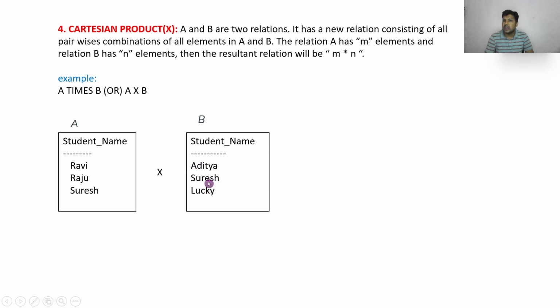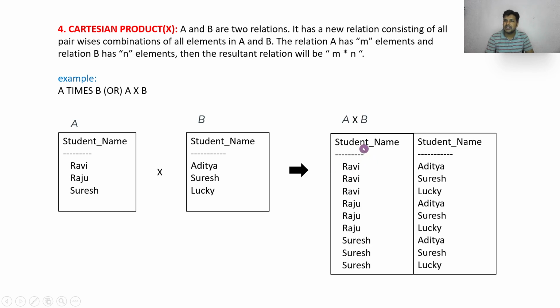Here there are 3 elements. Relation A has m elements, 3 elements, and relation B has n elements, that means 3 elements. So m into n, 3 into 3, the result will be 9. So let us see, total 9: Ravi Aditya, Ravi Suresh, Ravi Lucky, Raju Aditya, Raju Suresh, Raju Lucky, Suresh Aditya, Suresh Lucky. Like this, it will multiply m into n elements, right?